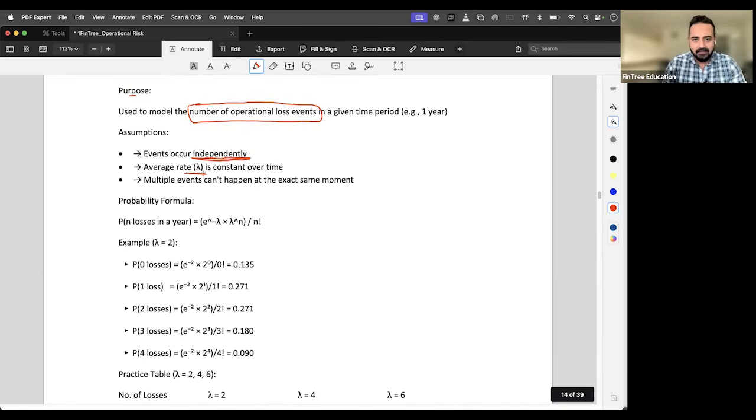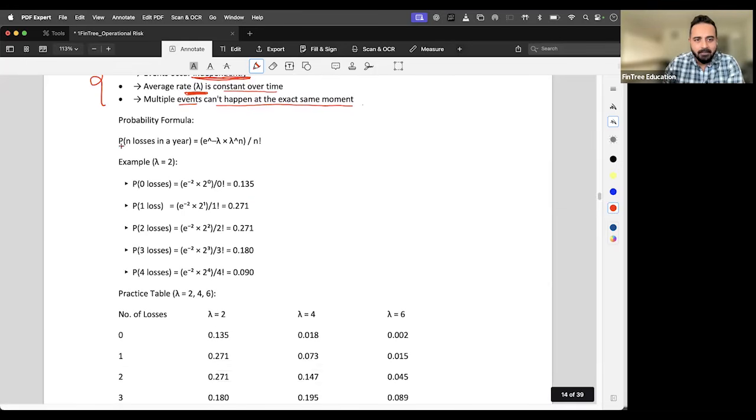Then the average rate, lambda, and this lambda will come very often, and we'll talk about this a little bit more. But it's an average rate, which is a constant over time. Probability of something happening is, let's say, once in 10 years gives you a 10% lambda. That means you're expecting 10% probability at a point of time, right? So that's your lambda. And multiple events can't happen at the exact same moment. Okay, so these are your three assumptions. Don't need to memorize them, but get the general perspective.